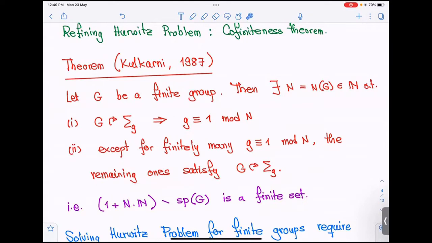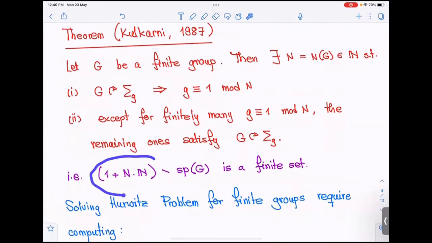So that tells you that if I look at the arithmetic set, the set of all integers of the form 1 plus capital N times lambda, where lambda runs over all positive integers, and from this I subtract the spectra set, the difference is finite. So there are at most finitely many points over here which would not be the genus for this particular group, capital G.